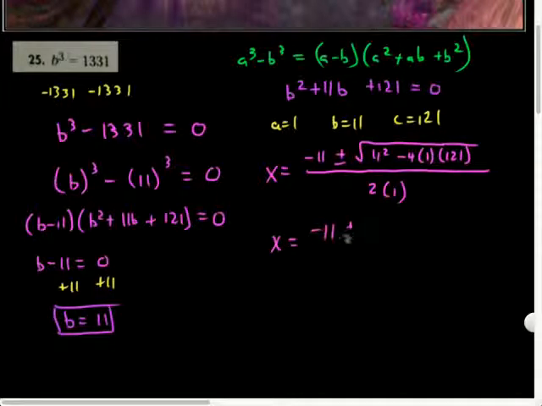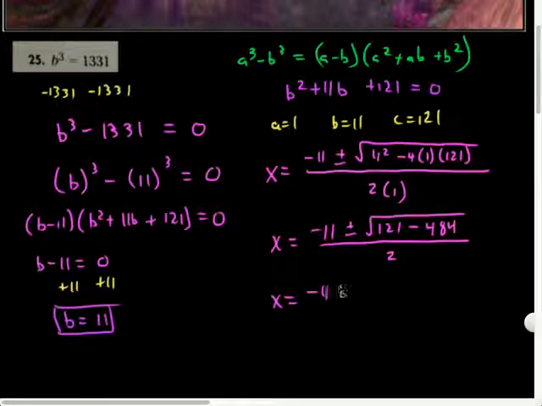Negative 11 plus or minus the square root of 11 squared is 121, minus 4 times 121, it's going to be what? 484, is it? Negative. And it's negative. All over 2. So I'm going to get x equals negative 11 plus or minus the square root of 121 minus that, what's that? 363. Negative 363. Good save. Thank you, friend.